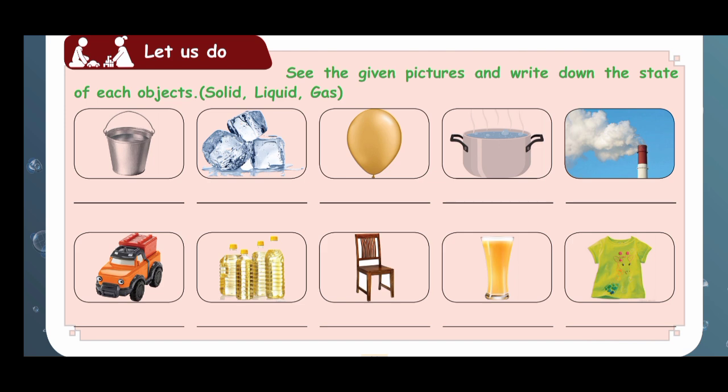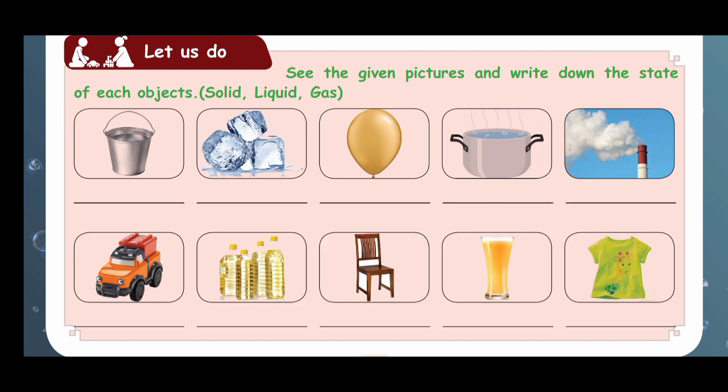So first picture, bucket of water. So it is in liquid form. So write liquid in the dash. Second picture, ice cube. So it is in solid form. So write solid. Third one, it is a balloon. The balloon is filled with gas. So the answer is gas.